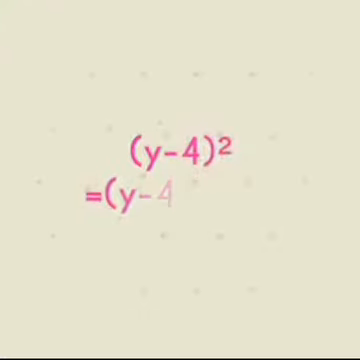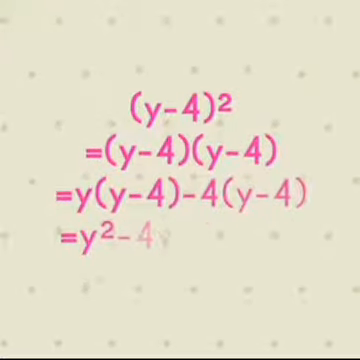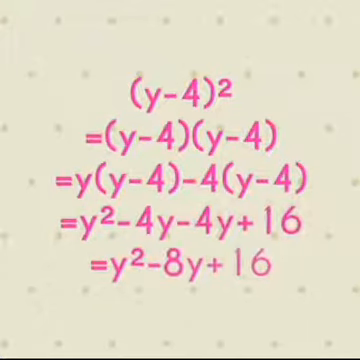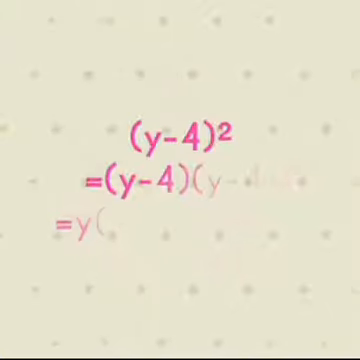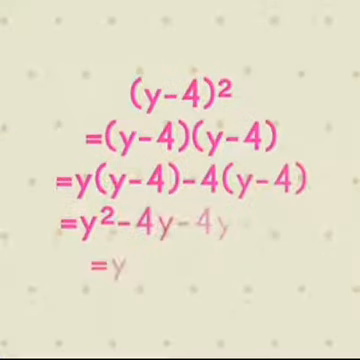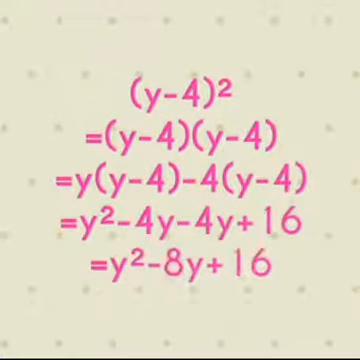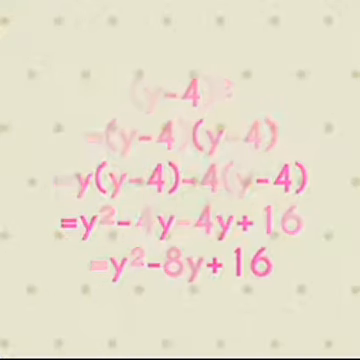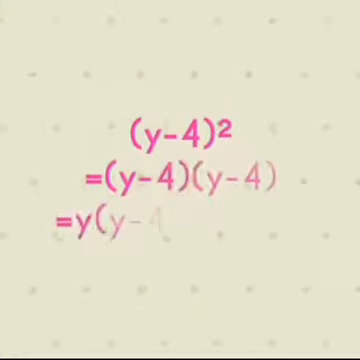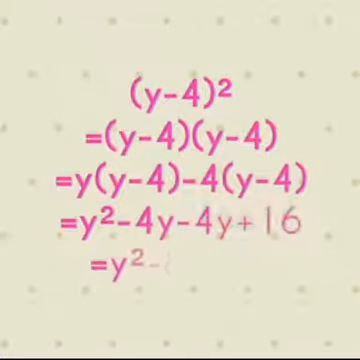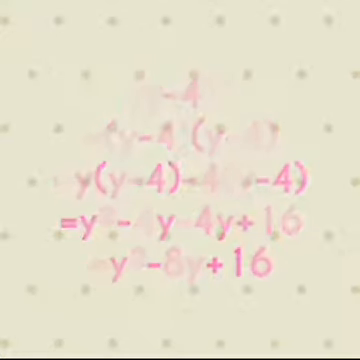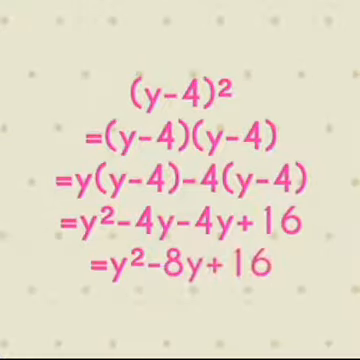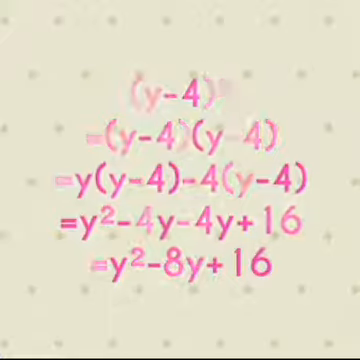y minus 4 all squared is a perfect square. This means y minus 4 will multiply itself. So we take y, we multiply it through by what we have in the next bracket, minus 4 multiply through what we have in the other bracket. So that gives y squared minus 4y minus 4y plus 16. Now we have like terms here, minus 4y minus 4y. This gives y squared minus 8y plus 16.